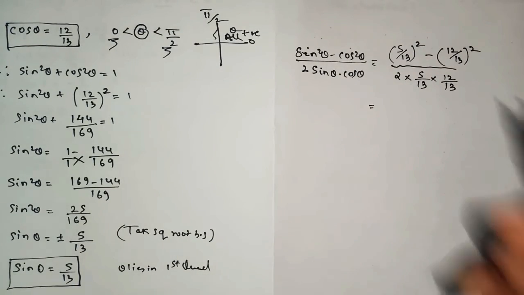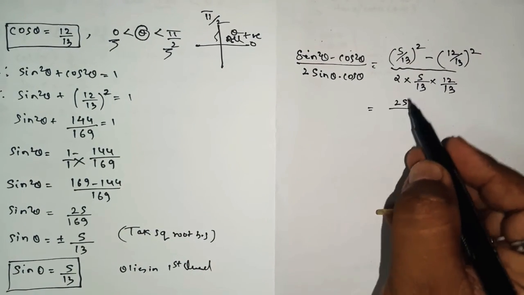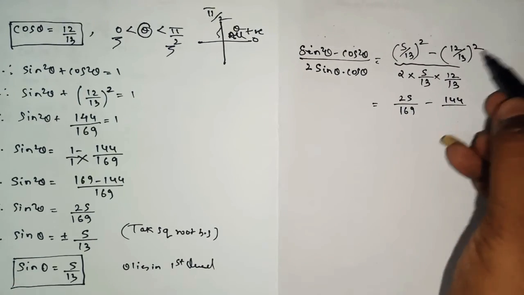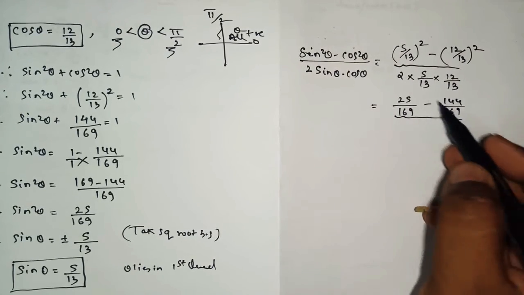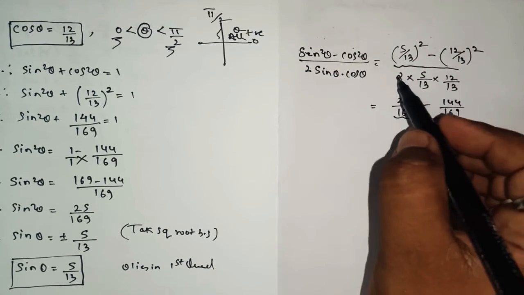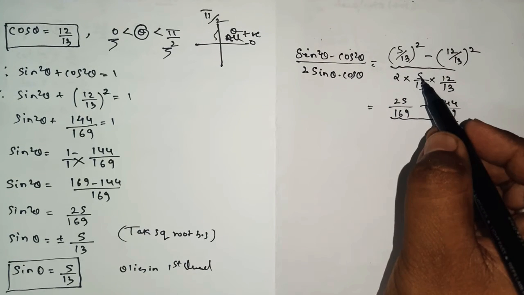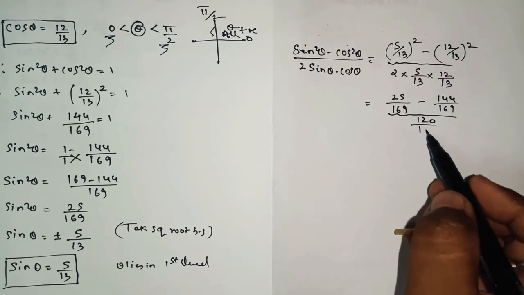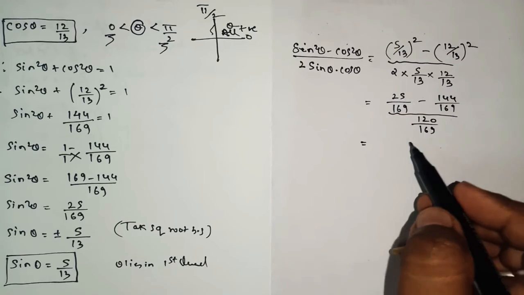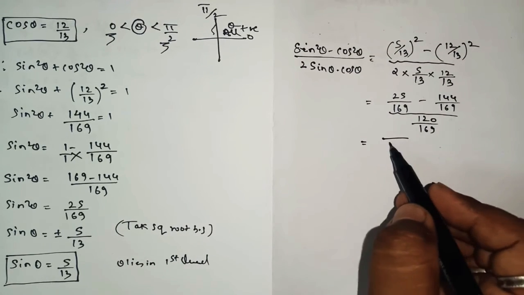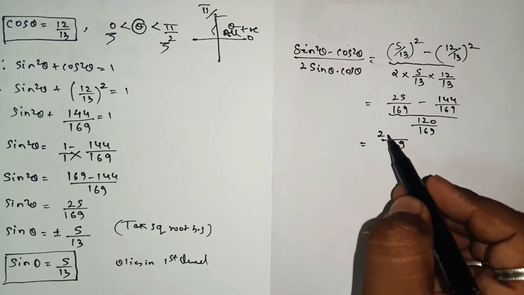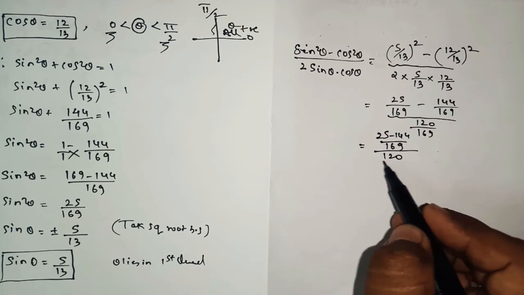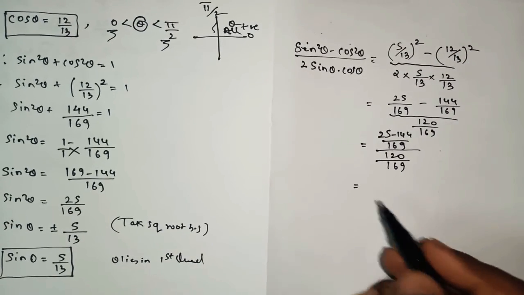So now the next step, 5 square is 25. 13 square is 169. 12 square is 144. 13 square is 169. So when you solve this part, 2 5s are 10, 10 12s are 120, 13 13s are 169. So here in the numerator clearly we can see that the 169 in the denominator is the same. So here we can write 25 minus 144 upon 169, over 120 upon 169. Yes or no?